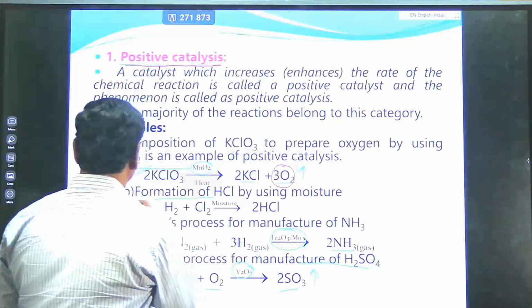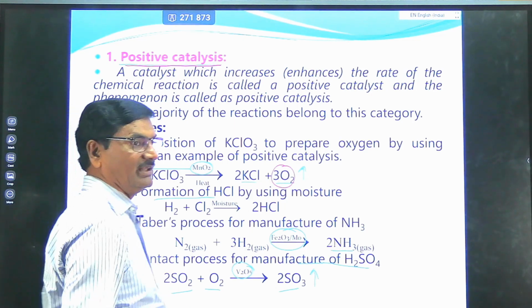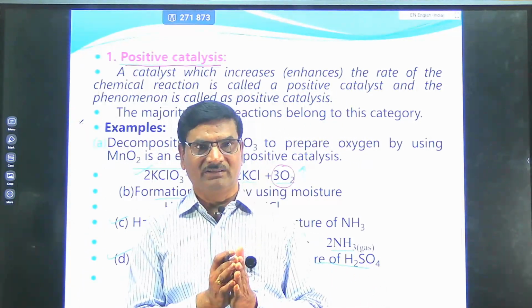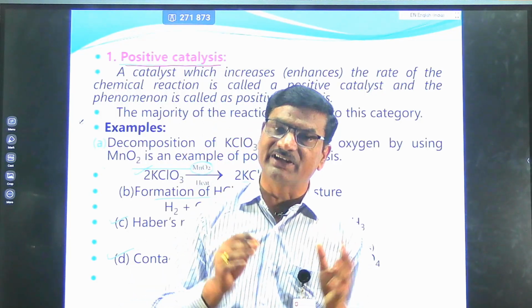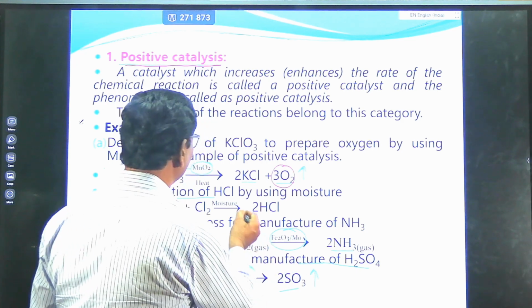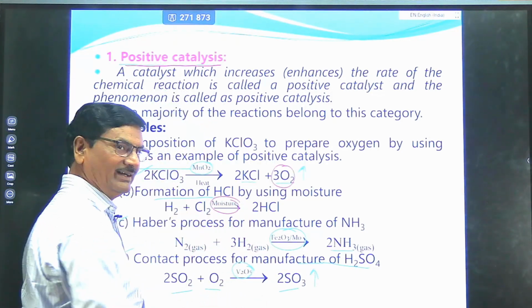Then the second one is the formation of HCl. An equal proportion of H2 and Cl2, when combined in presence of moisture, gives rise to hydrochloric acid. Here the moisture is acting as an autocatalyst.